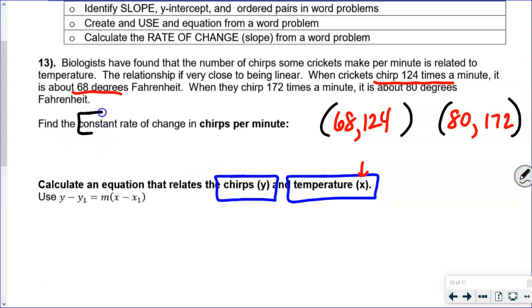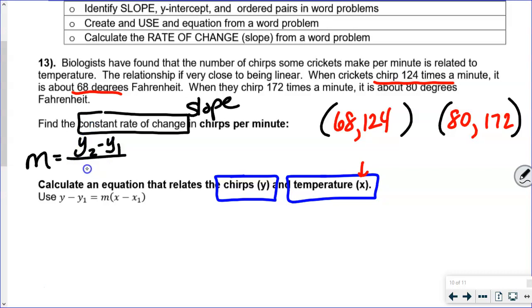So now they want me to find the constant rate of change. What's another word for constant rate of change? That's fancy talk for slope. Hey, I did not outright tell you the slope formula, so you do have to know this one. That's slope-intercept form of a line. It is something, but it's not what I'm looking for. Yeah, it's y minus y over x minus x. You just got to make sure you go in the same order. So for us, if we stick with that order, it'd be y2, so 172 minus 124 over, and then x2 minus x1.